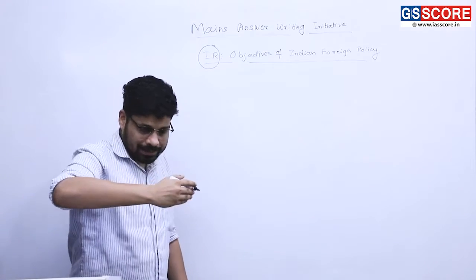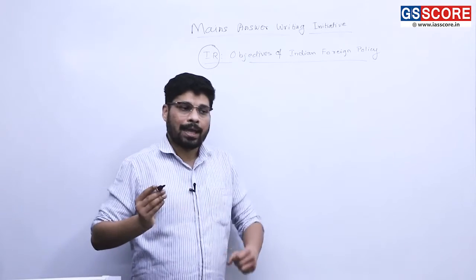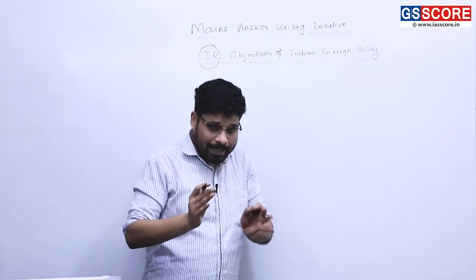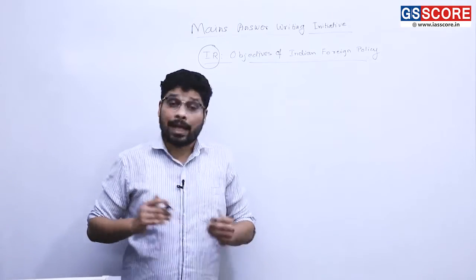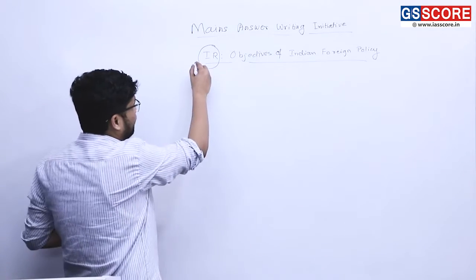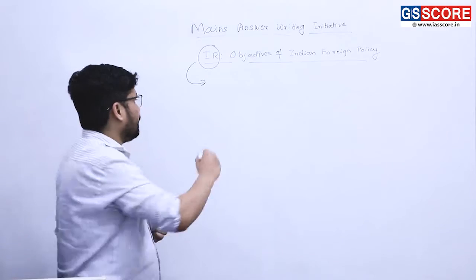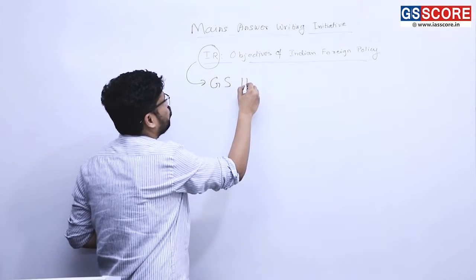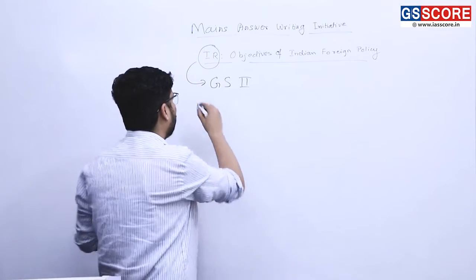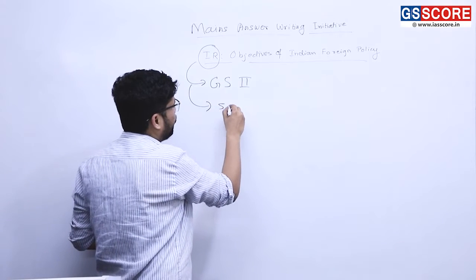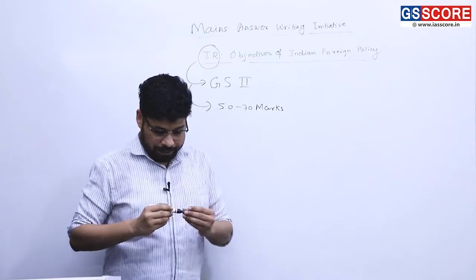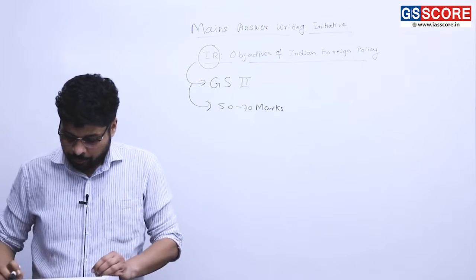So IR as a subject, we have divided it into different themes and then we will look into how questions from those themes have to be answered, the ideal manner in which questions from those themes shall be answered by you as UPSC aspirants. International relations is a subject in General Studies Paper 2. Overall, international relations amounts to 50 to 70 valuable marks of your paper.